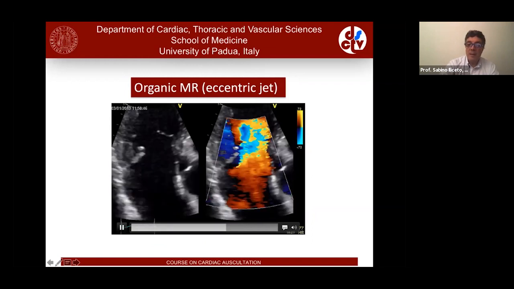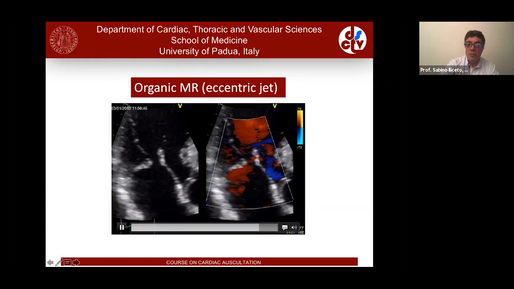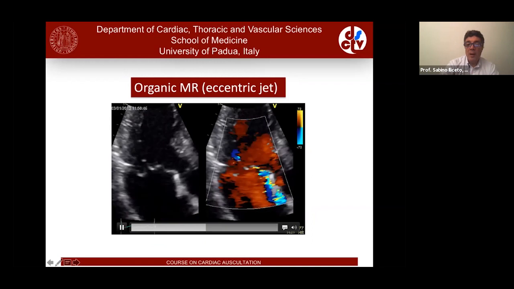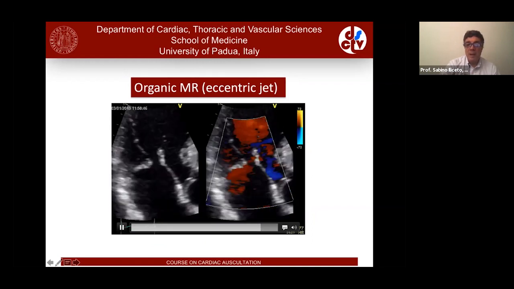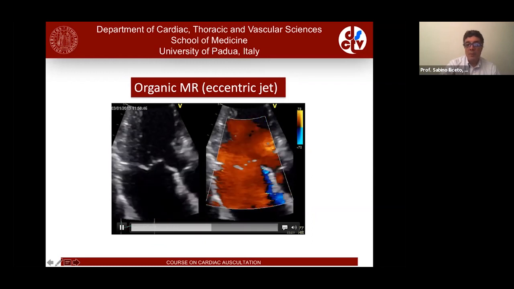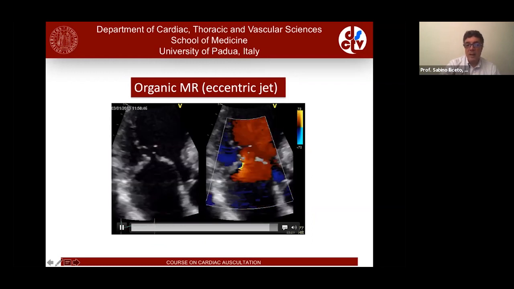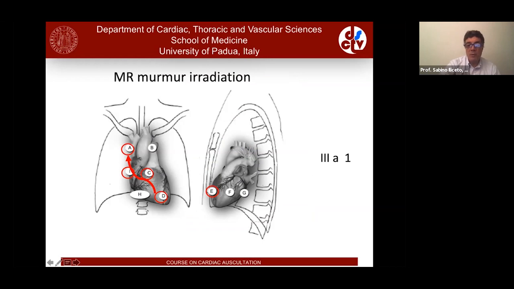In this case, it goes through the posterior part of the aortic root. This is a mitral valve prolapse with eccentric jet. And what happens in terms of auscultation is that the murmur that is best heard on D is irradiated through C and A. In other words, it goes through the posterior wall of the aorta.